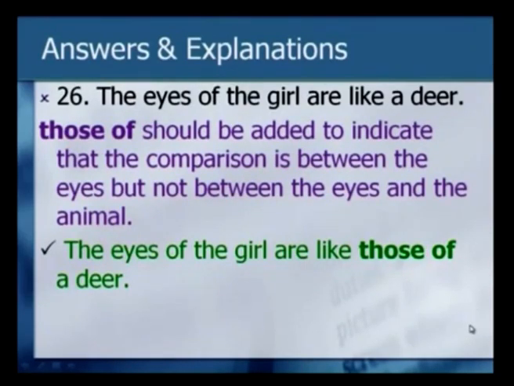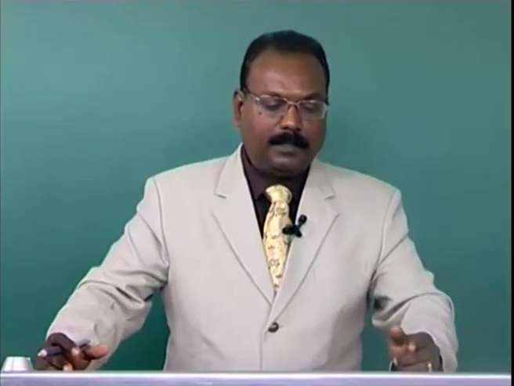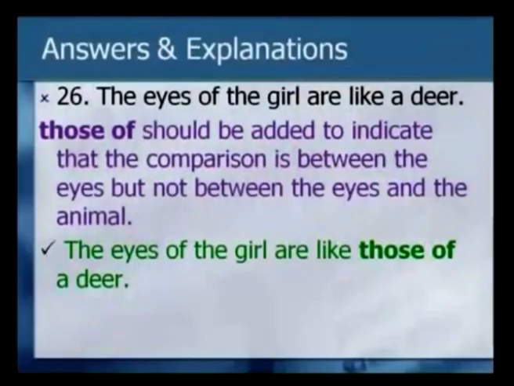Again, it is in terms of comparison. The eyes of the girl are like a deer. Now, here again the same error as before is committed. Those of should be added here.